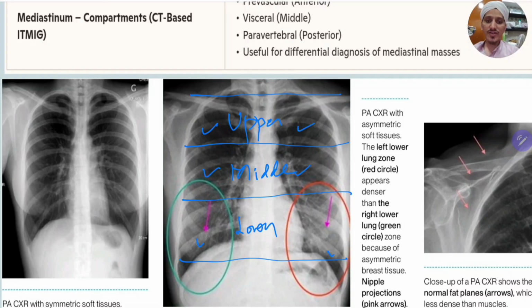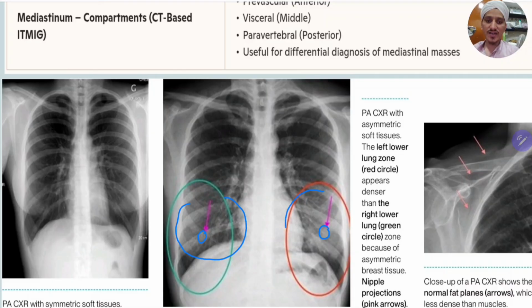Now in this image you can see whitishness is more on the left side than the right side. Both sides you can see whitishness, but that whitishness is more on the left side. This is because, as you can see here, these small things are the shadows of the nipple. So these are the breast shadows.